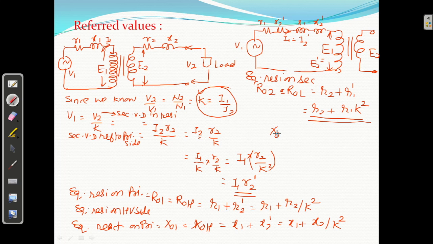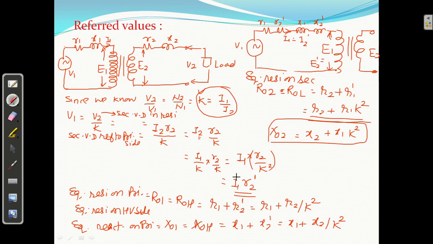सिमिलरली X02 क्या होगा, X2 प्लस X1 इंटू K स्क्वायर. सो व्हेन यू आर रेफरिंग सेकेंडरी से प्राइमरी में आएगा तो डिवाइड बाई K स्क्वायर होता है, और प्राइमरी से सेकेंडरी में आएगा तो मल्टीप्लाई बाई K स्क्वायर. बी केयरफुल अबाउट इट. So these are the referred values, you can get it.